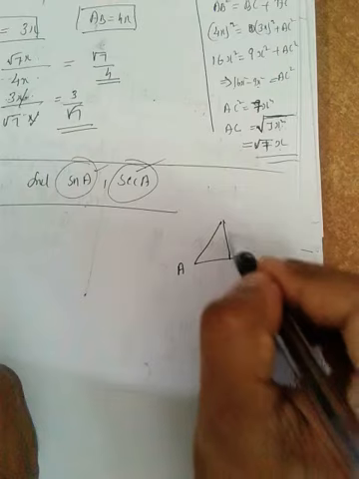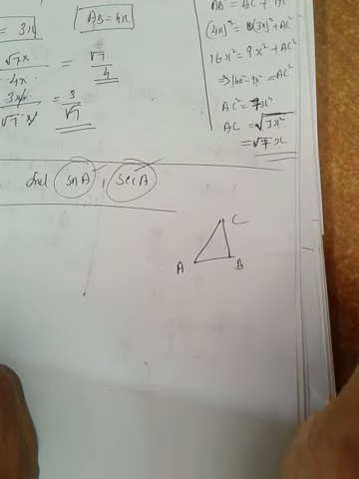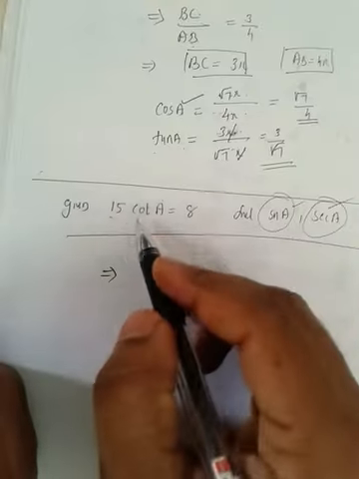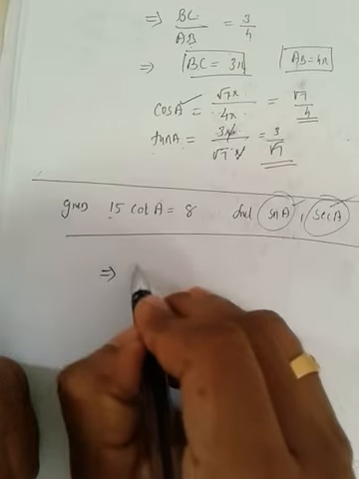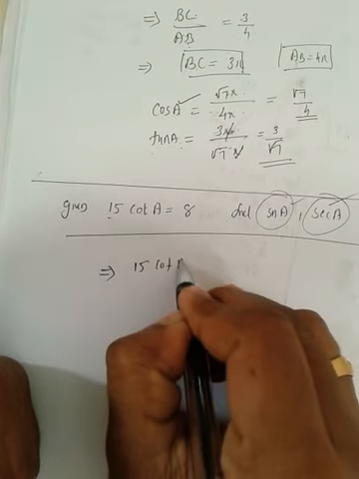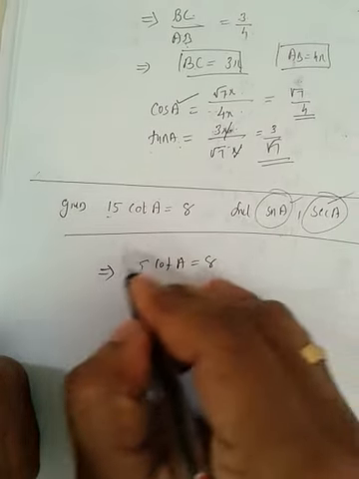Okay, A. Then here you can mark some B or C as you wish. Clear? Then what is the given thing? 15 cot A is given as 8. This is a little bit strange.